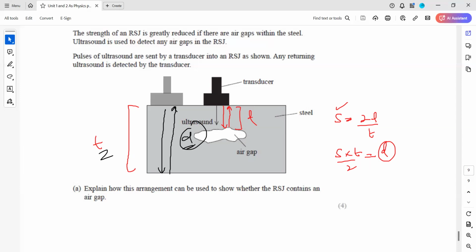Is this one clear? How the pulse echo can be used to determine the thickness?